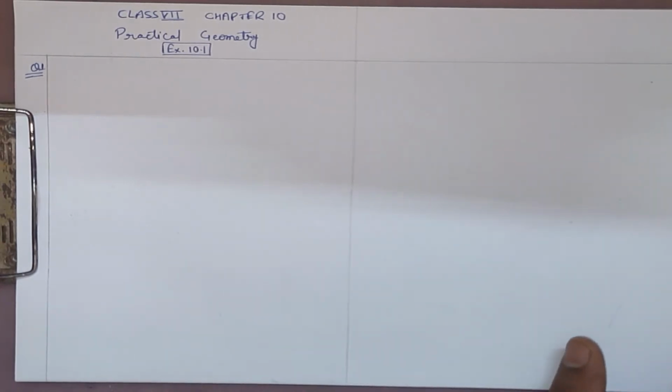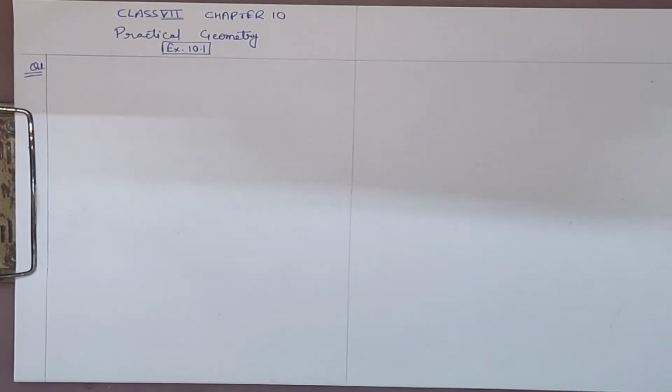What is the first question of exercise 10.1? It's written there: draw a line, say AB, take a point C outside it. We have to take a point C outside it, and through C draw a parallel line to AB using ruler and compass only. So we'll go through the same.